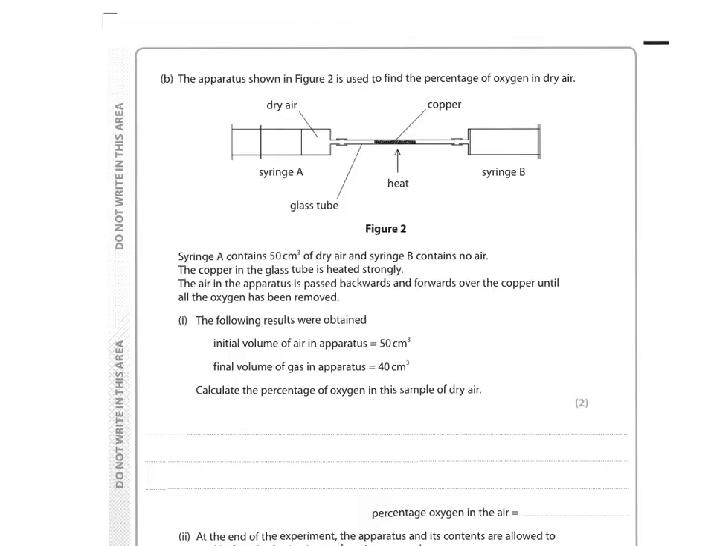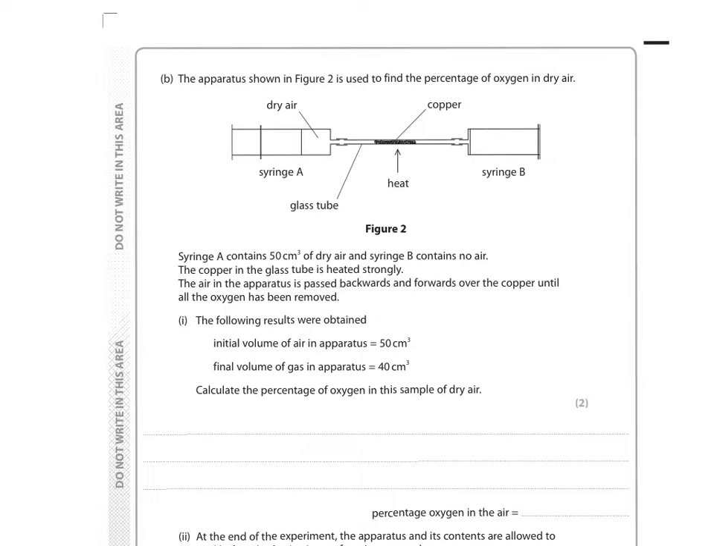Okay, part B. The apparatus shown in figure 2 is used to find the percent of oxygen in dry air. And it says syringe A contains 50 centimetres of dry air and syringe B contains no air. Now what they're going to do is they're going to pass the air in syringe A over some hot copper, and the copper is going to absorb the oxygen from the air and make copper oxide. And it says the copper in the glass tube is heated strongly. The air in the apparatus is passed backwards and forwards over the copper until all of the oxygen is removed. The following results were obtained.